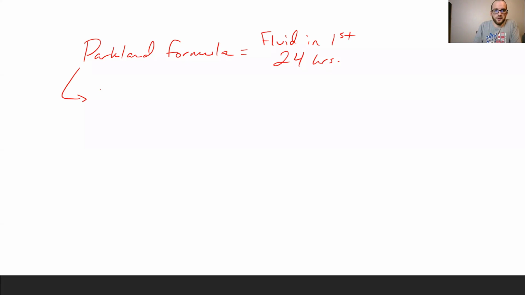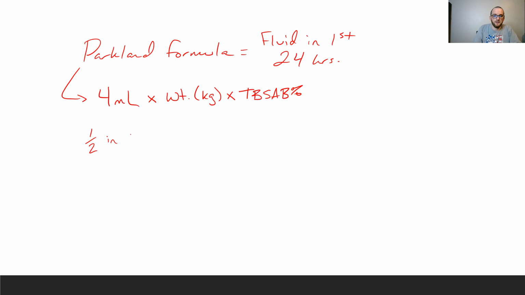Right. So the Parkland formula is 4 milliliters of fluid times the patient's weight in kilograms times the total body surface area burned percentage. And that equals the amount of fluid in the first 24 hours. Whatever number that comes out to, we're going to give half of it in the first 8 hours. So we're going to front load it a little bit. And then we're going to give the other half of it in the remaining 16 hours over the course of that 24-hour day.